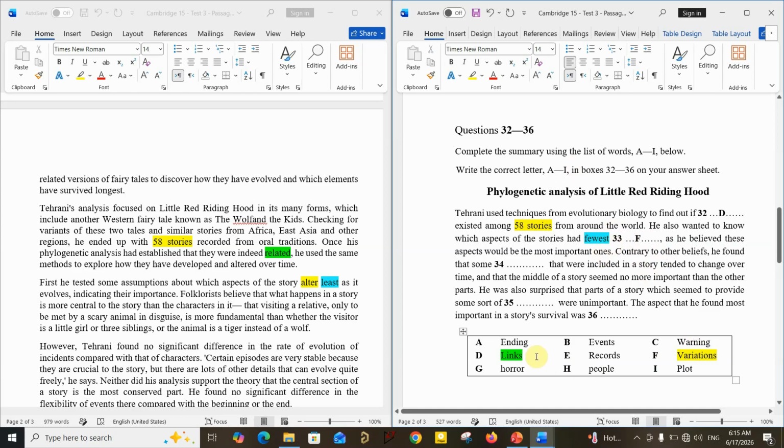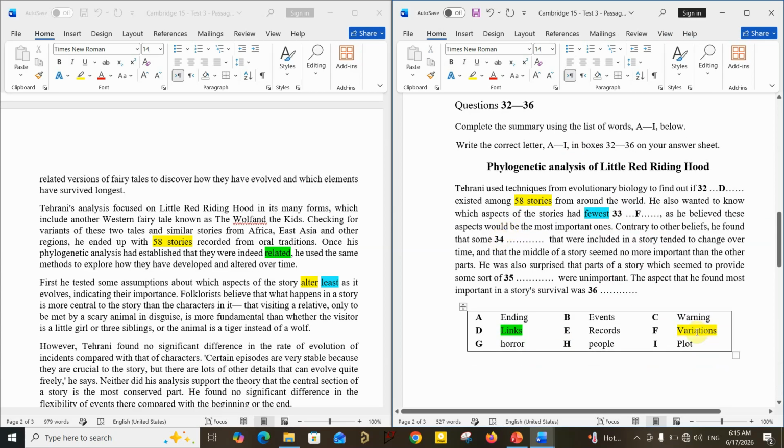I highlight them because I want to know these are somehow crossed out from the rest, so I do not read them again. Next question. As he believed these aspects would be the most important ones. Okay, contrary to other beliefs, he found that some dash that were included in a story tended to change over time, and that the middle of a story seemed no more important than the other parts.